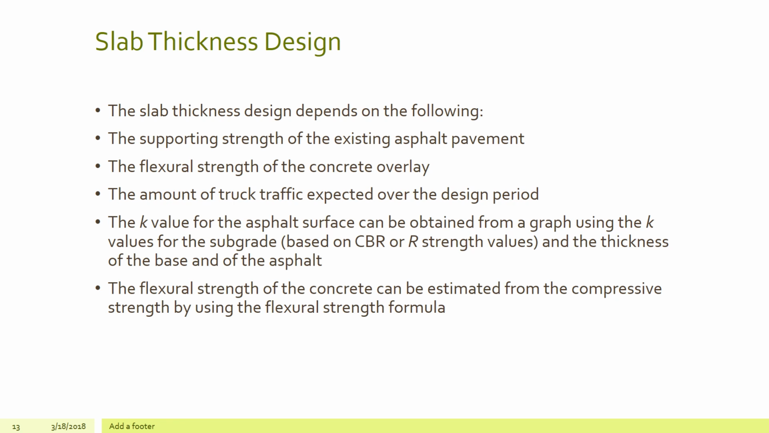Now, slab thickness design. The slab thickness design depends on the following. We want to look at the supporting strength or characteristics of the existing asphalt pavement, the flexural strength of the concrete overlay, and the amount of truck traffic expected over the design period. Also, we have a k value for the asphalt surface, which can be obtained from the graph using the k values for the subgrade that we have, based on the CBR or the R strength values and the thickness of the base and the asphalt. The flexural strength of the concrete can be estimated from the compressive strength by using the flexural strength formula.